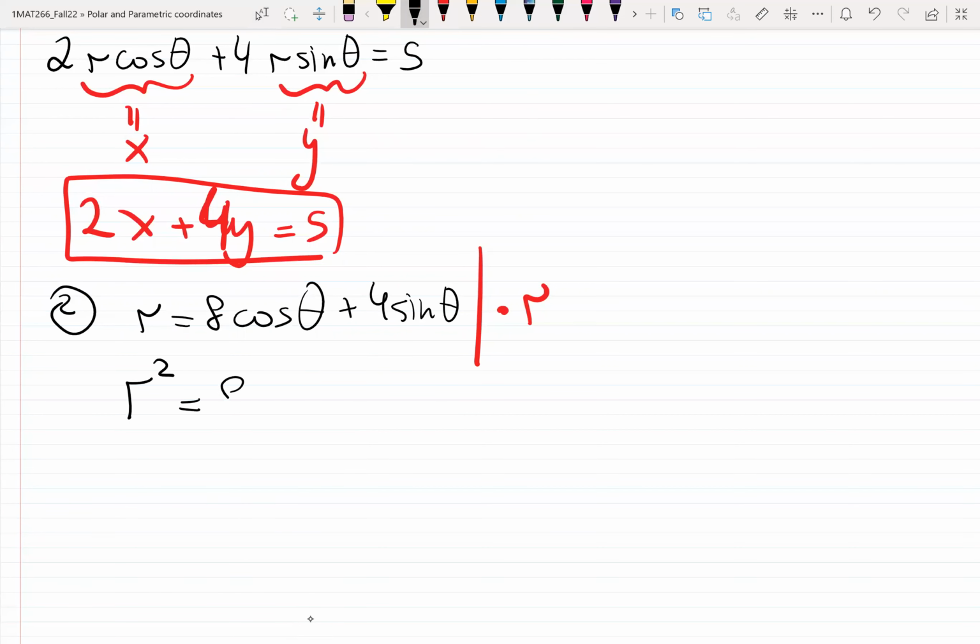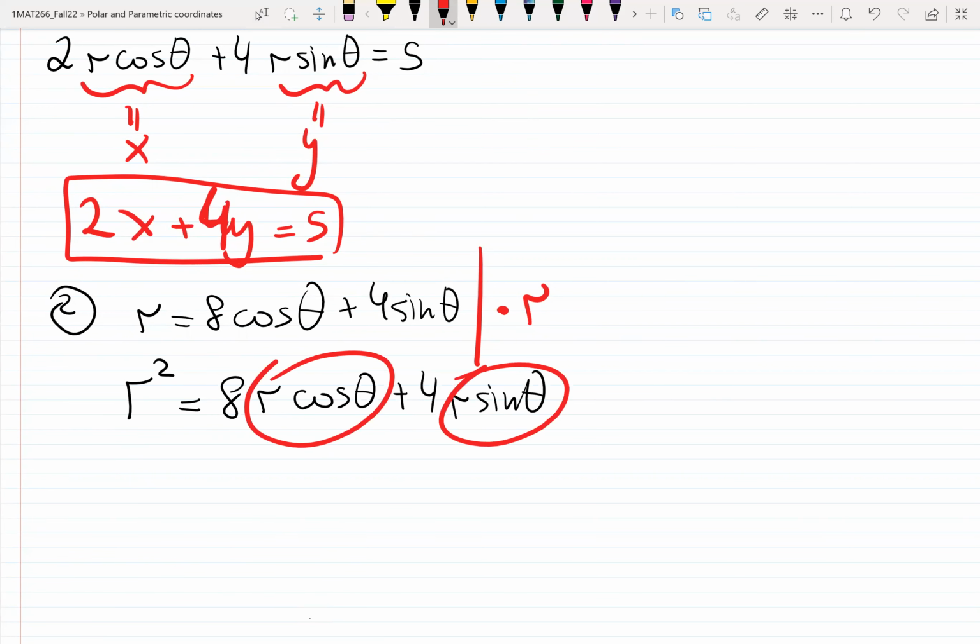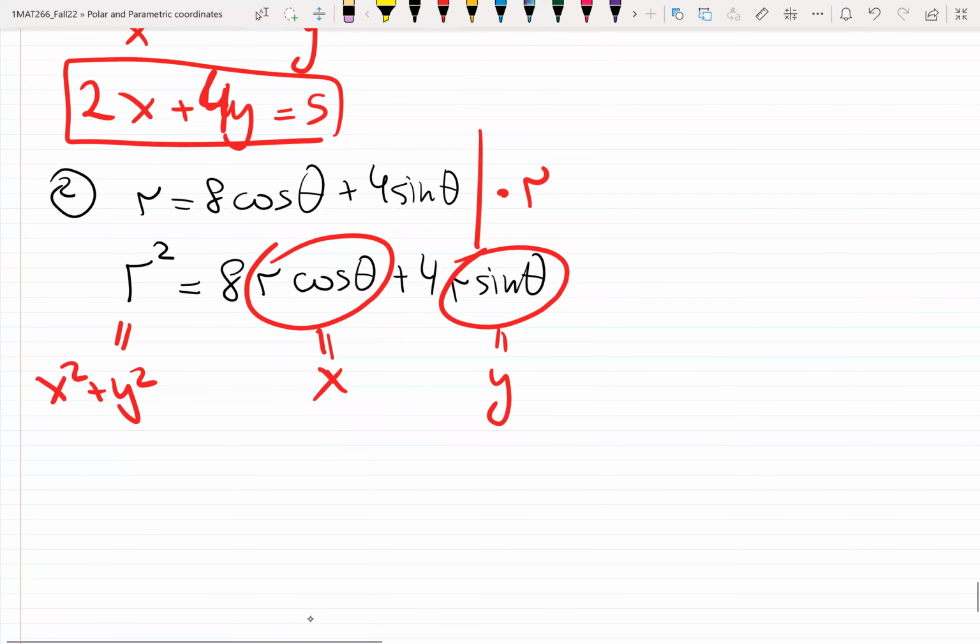r times r is r squared. Basically, the idea is I want to have r cosine theta and r sine theta, but I don't have it. So let's multiply by r. Then r cosine theta is x, r sine theta is y, r squared is x squared plus y squared. That's one of the formulas I just reviewed. So the answer becomes x squared plus y squared equals 8x plus 4y, and this is the answer.